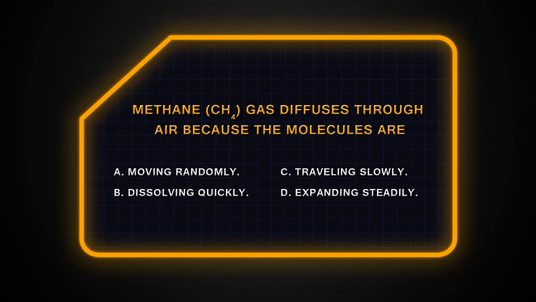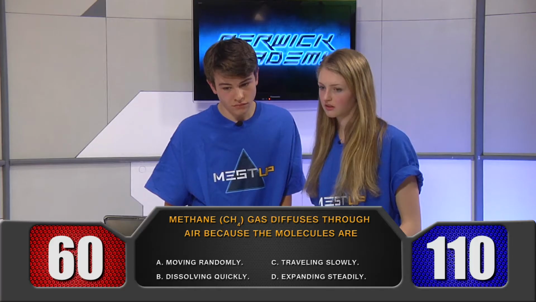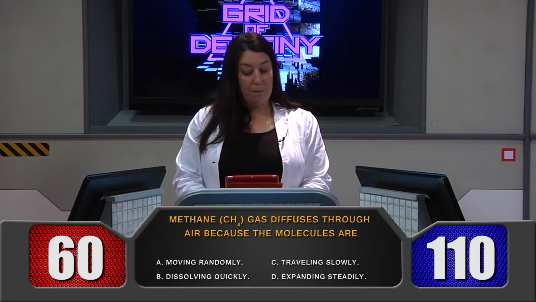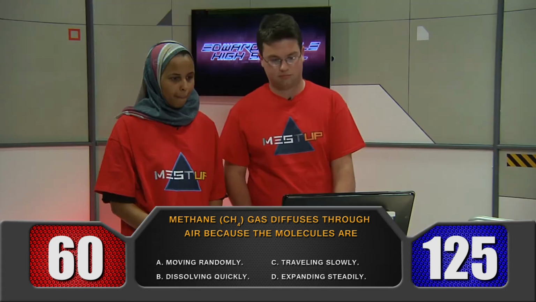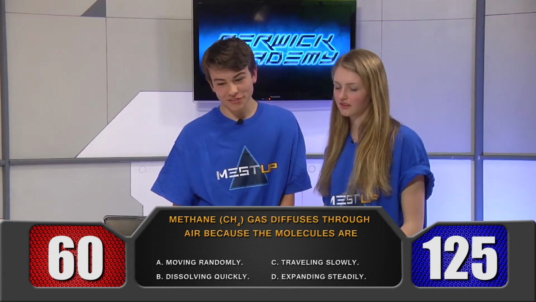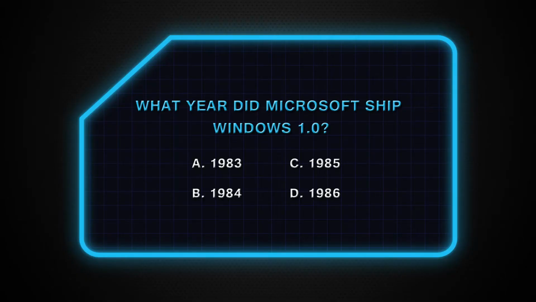Methane gas diffuses through air because the molecules are. Blue team. A, moving randomly. That is correct. And blue team, your choice. Technology for 15. What year did Microsoft ship Windows 1.0?